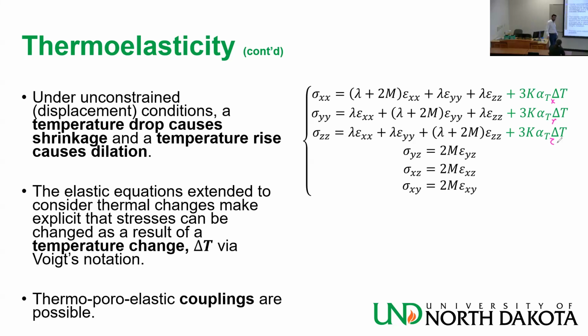It's possible, right? It's not impossible. So basically, I add 3K, three times the bulk modulus, times the alpha times delta T. You may have an anisotropic material, you may have layering in the rock, or maybe you have a magma chamber or something like that, so you have change in direction.